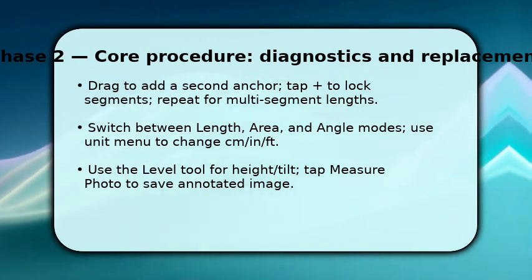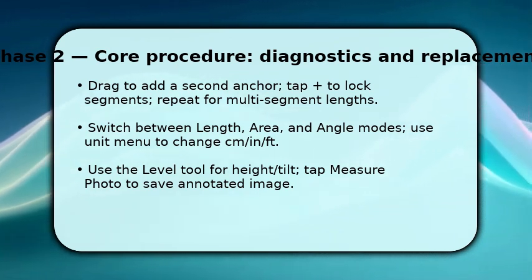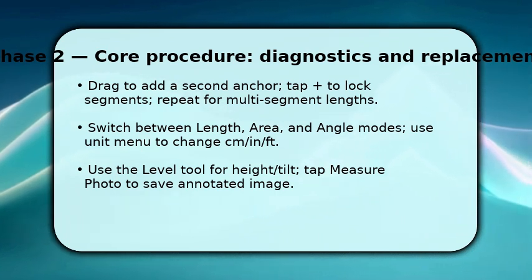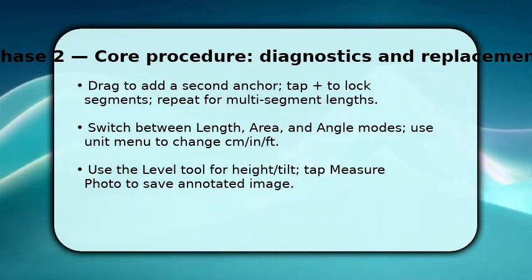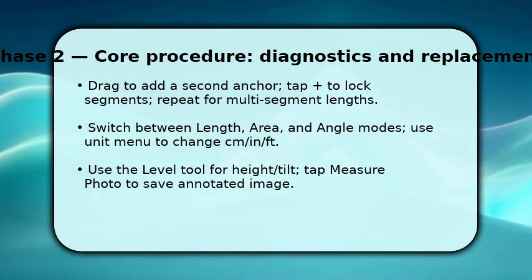You'll want to switch modes when needed, choose length for lines, area for surfaces, or angle for corners, and change units from the unit menu if you prefer cm versus inches. Once you've captured the points, tap the shutter icon to save a measure photo.